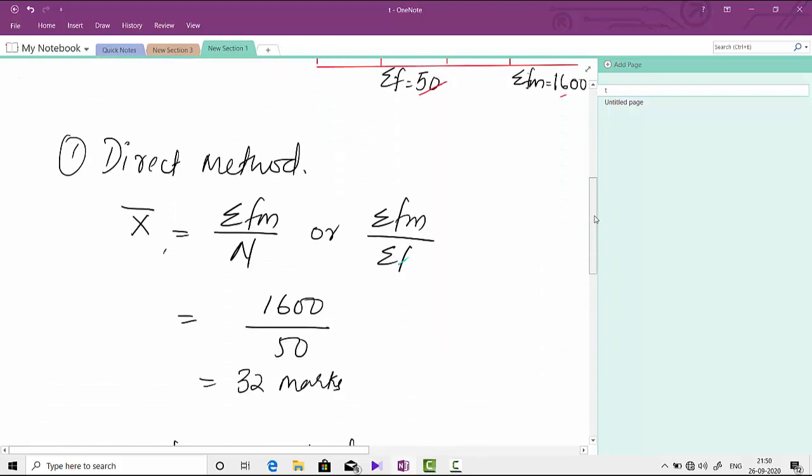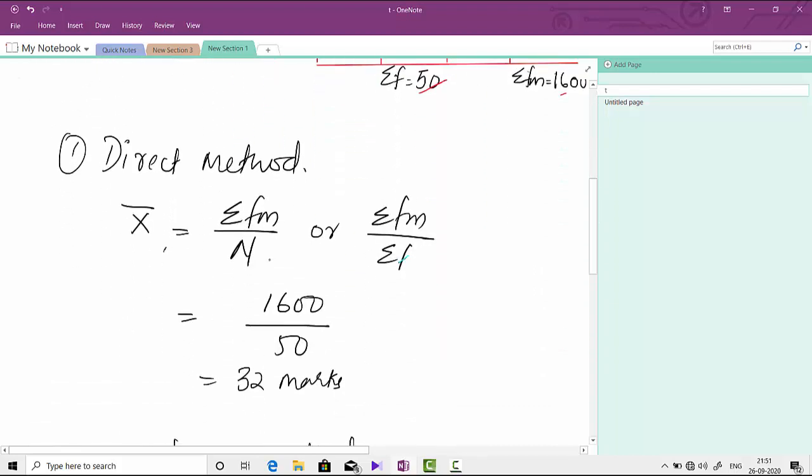So here, put this in the formula. In the direct method, the formula is sigma fm by n. Put 1,600, that is sigma fm, and we got 1,600 by 50. The value that you'll be getting is 32.